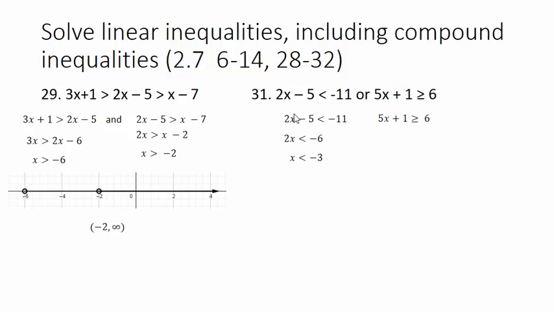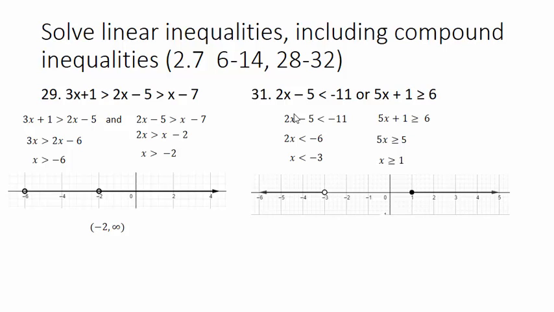Or we have 5x plus 1 greater than or equal to 6. Subtract 1, we have 5x greater than or equal to 5. Divide and get x is greater than or equal to 1. So this is two separate pieces when you look at it. We have x is less than -3 on the left side of the number line, or x is greater than or equal to 1. In terms of the endpoints, we don't include the -3, we do include the 1. I've used open and closed circles on my pictures there.